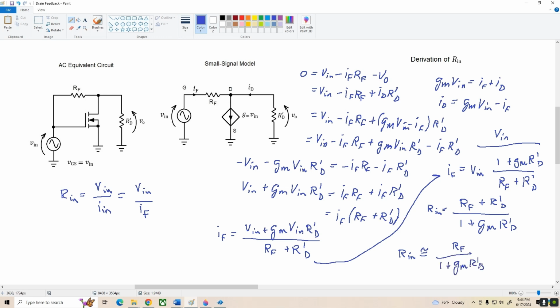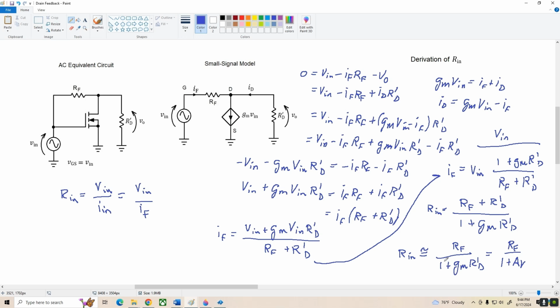R prime D. And you could think of this as the voltage gain plus 1, Rf over 1 plus A sub V. And you'll see this in other places, in particular something called Miller's theorem that we use to analyze resistances and capacitances in the feedback loop of an amplifier. And you'll see this in that application. But for right now, let's just stick with our circuit oriented equation here, okay?